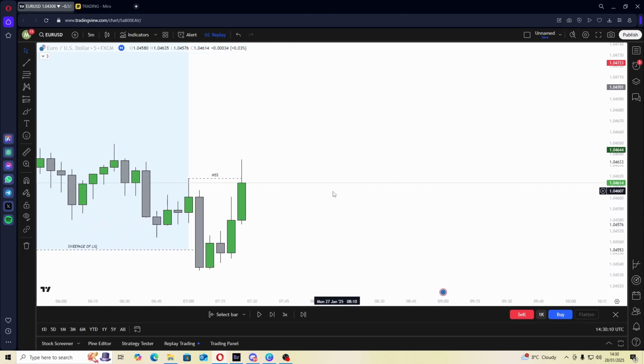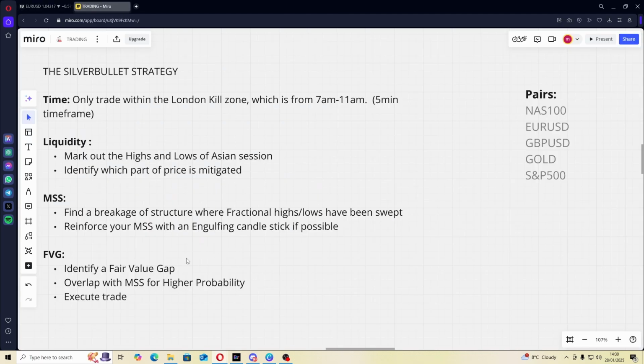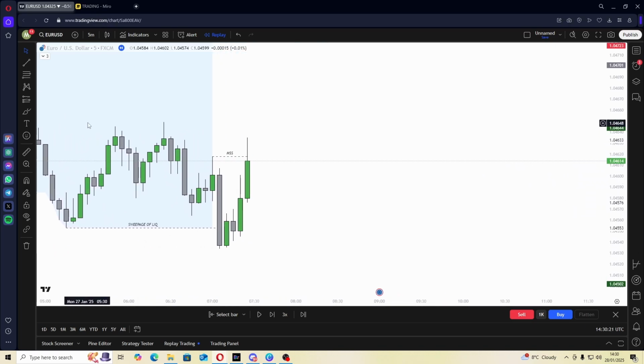Once you get this market structure shift, all you've got to do now is identify a fair value gap, and you overlap this fair value gap with a market structure shift for high probability, and all you need to do then is execute the trade. This is the only thing we need to do now. So if I just mark out our fair value gap, which will be anywhere around here, just like that.